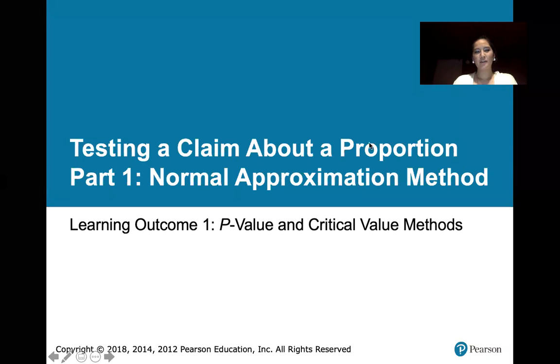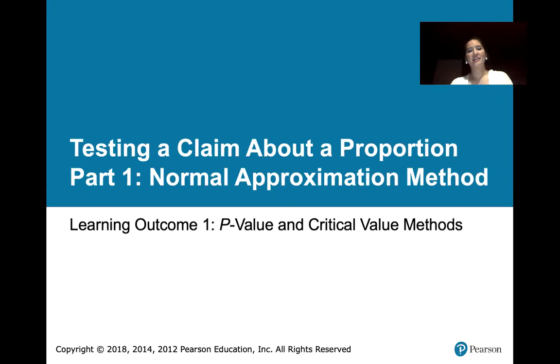In this video, we start part one of testing a claim about a proportion. Here, we're talking about two of the three normal approximation methods. In learning outcome number one, we're going to talk about the p-value and critical value methods. And in learning outcome number two, we're going to talk about confidence interval methods and how those are different from the p-value and critical value methods.